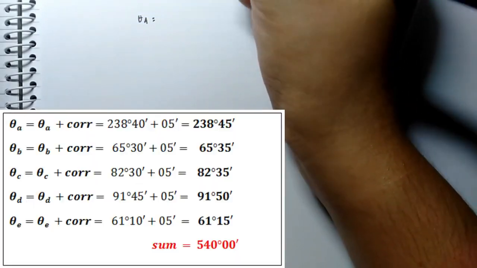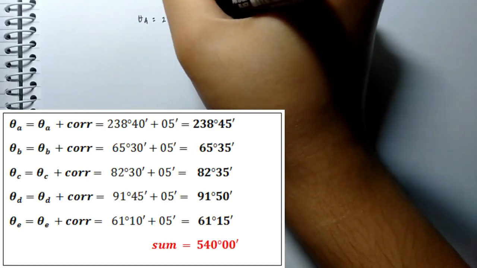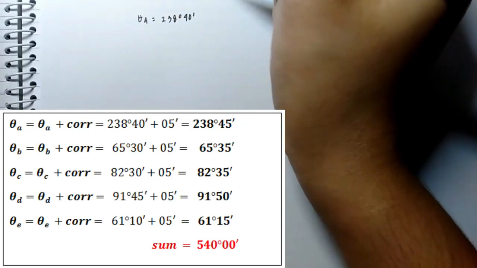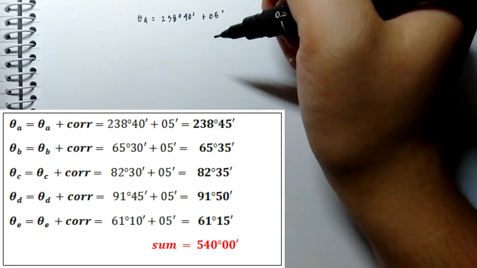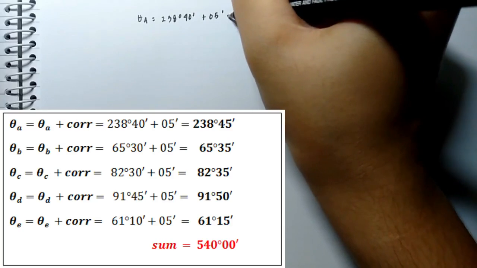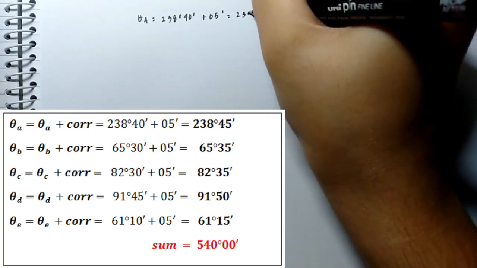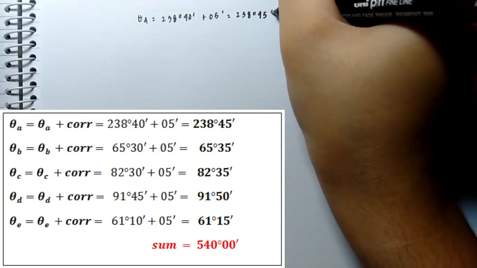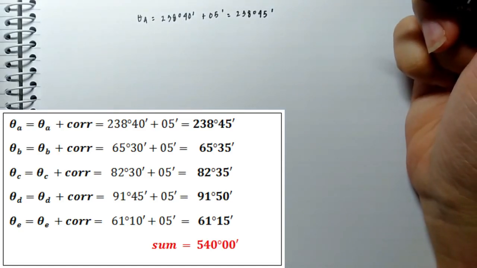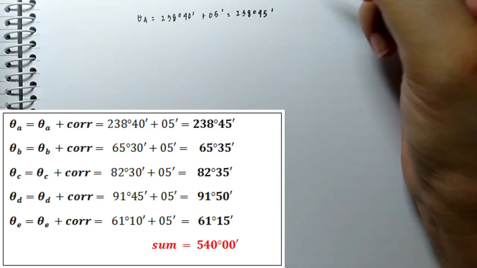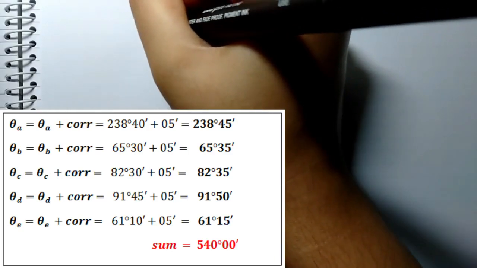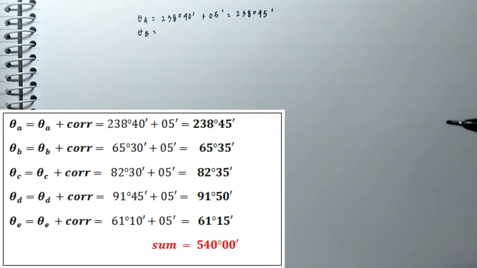So, for theta A, that would be 238 degrees and 40 minutes plus yung 5 minutes na nakuha natin kanina. So, ang answer for that is 238 degrees and 45 minutes. So, next is, gagawin natin siya hanggang sa station E. So, ganun lang yung katulad ulit, yung lahat ng nakuha natin.